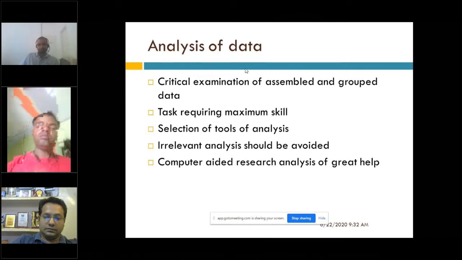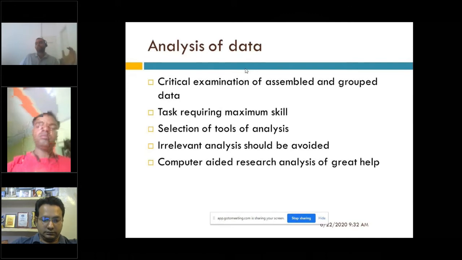Tasks requiring maximum skills. See, analysis requires some skills. If we lack skills, we should upgrade our skills. And one more thing, many times what happens, people want to get analysis outcome in a desired manner. It is not good to have some prejudices that these results should be in such a way. Whatever analysis outcome is coming, that we have to honestly report.